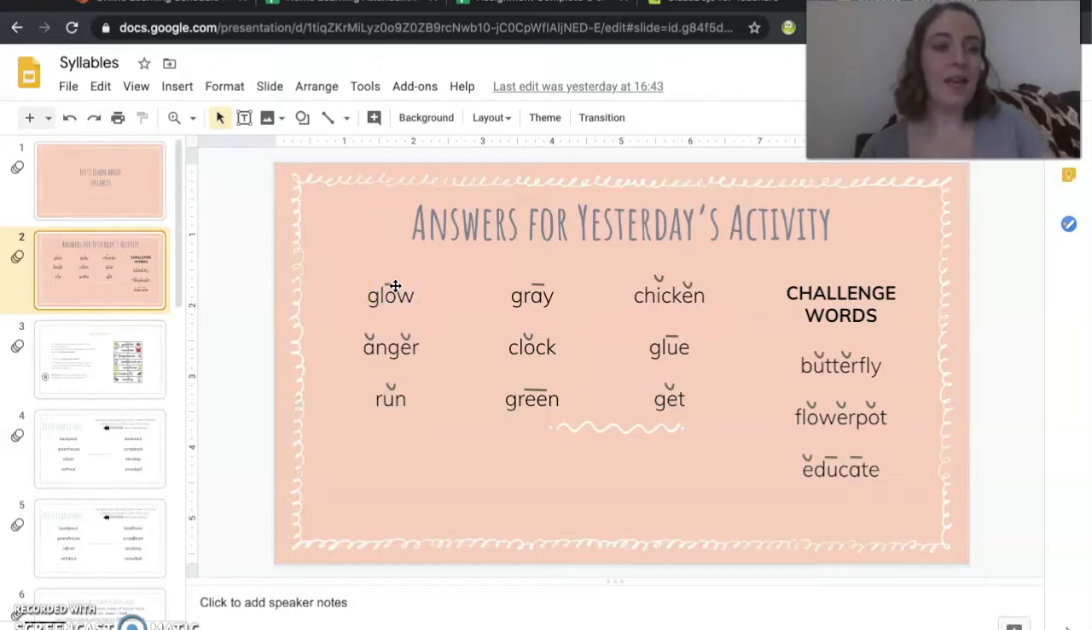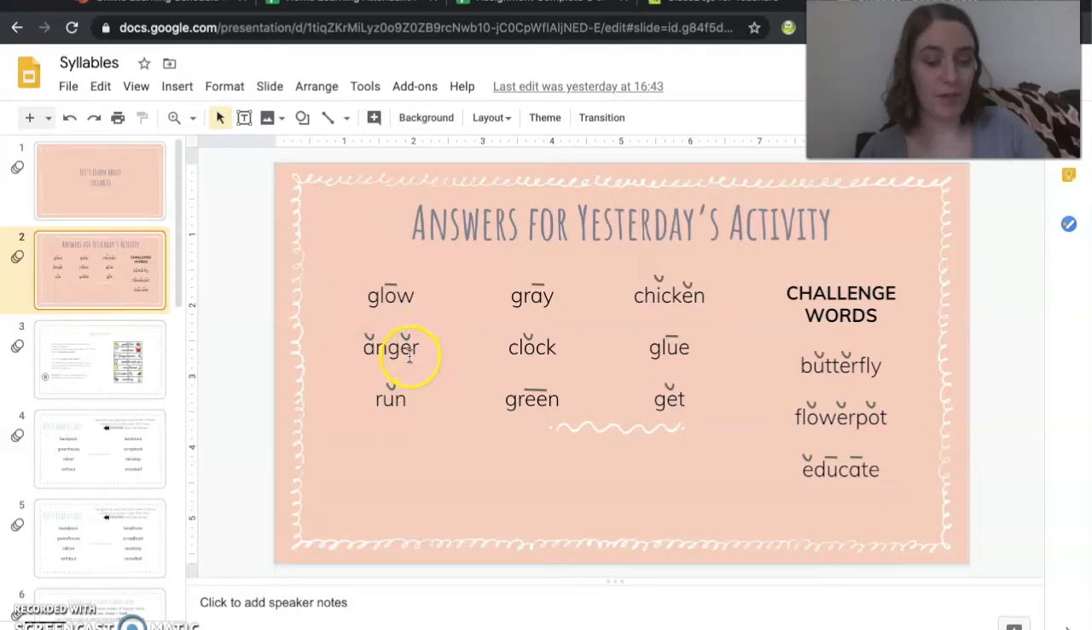Now, to contradict that, if we go down to anger, first I would like to take a look and find out which vowels are in my word. So I see an A and I see an E. So now I'm going to listen to what they sound like. Anger, a. It's not saying its name, A, so I know it's a short vowel. So I've put my little upside down rainbow there.